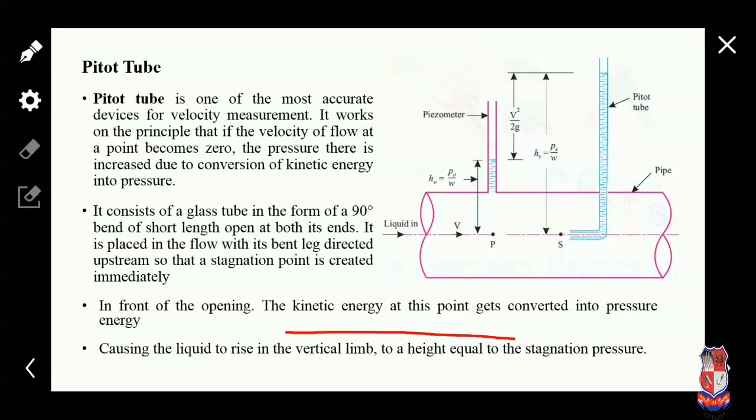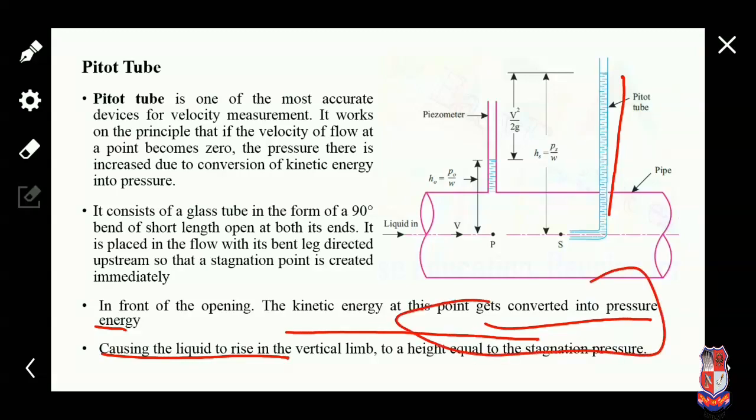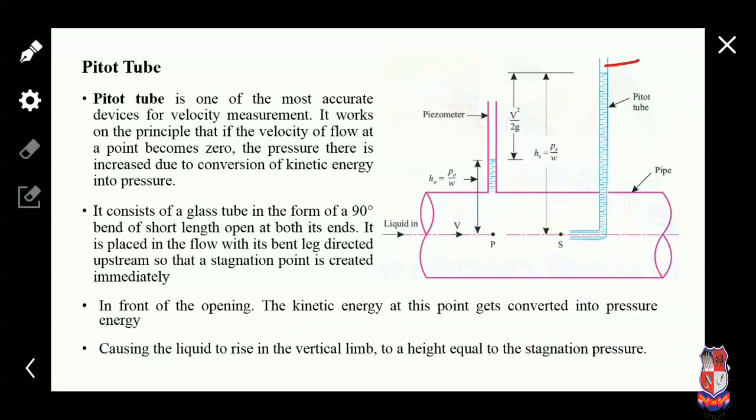The kinetic energy at this point gets converted into pressure energy, causing the liquid to rise in the vertical limb to a height equal to the stagnation pressure. So we can get the stagnation pressure from the height of this liquid column.